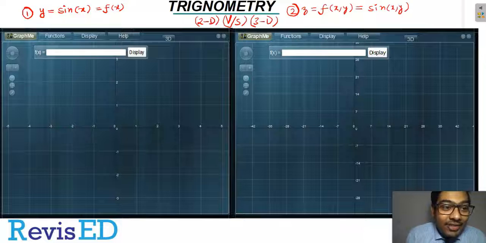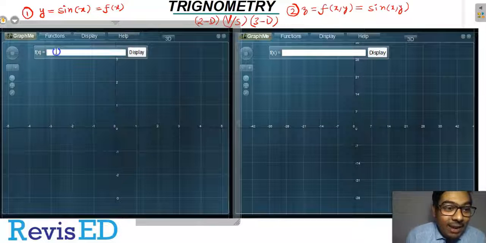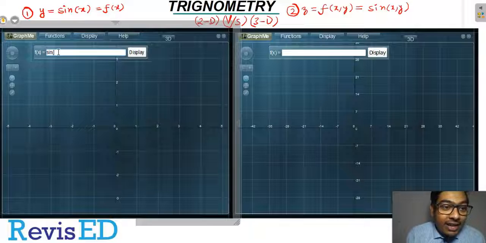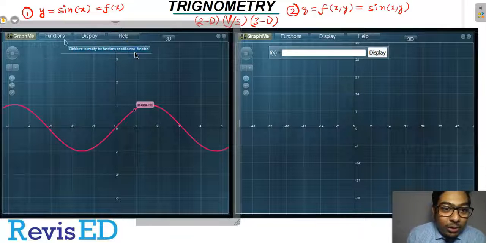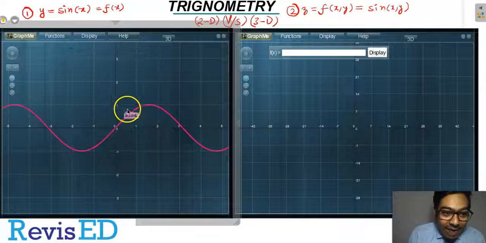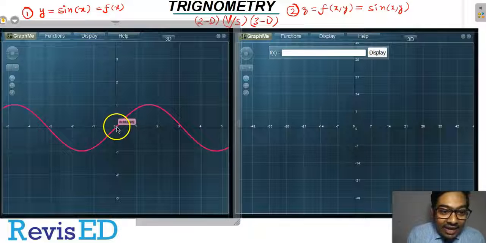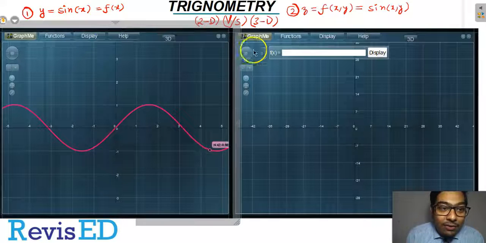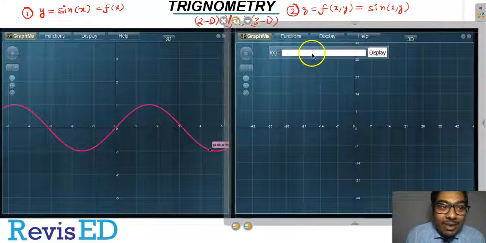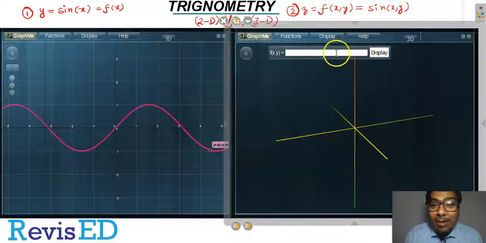Let us draw the graph of sine x. So let me just type the function over here, this is our sine of x, and let me put on the display option. So this is the graph of sine of x. It starts right away from the origin, and the highest value of sine is 1.